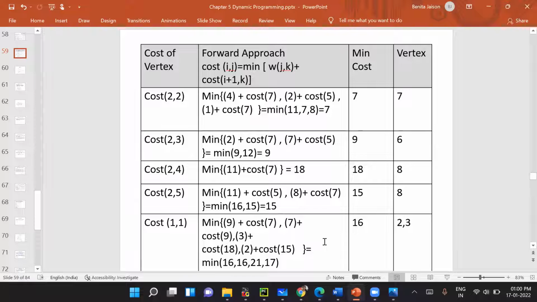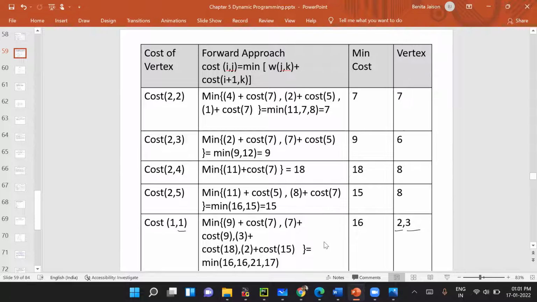So here you can write, to reach the vertex, you are going in the backward direction. Now you are going to backtrack. From 1 you have taken, you can either go by 2 or by 3. So first we will see by 2.